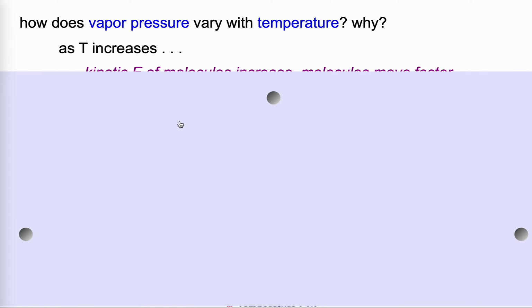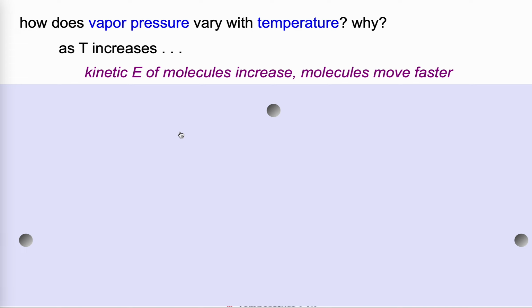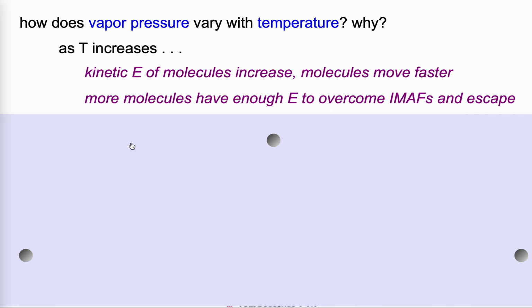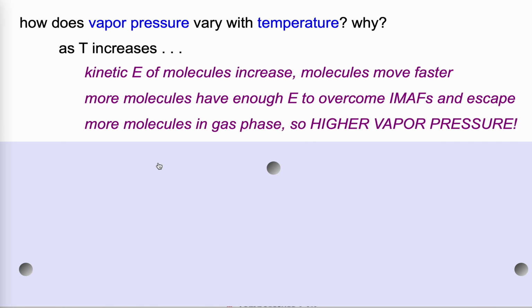Well, as you might expect, as the temperature increases, the kinetic energy of the molecules in the liquid phase would begin to increase, and therefore the molecules would start to move faster. As they began to move faster, a greater fraction of the molecules would have sufficient kinetic energy to overcome whatever the intermolecular attractive forces are that are holding the molecules together and escape and go from the liquid to the gas phase. Therefore, there would be more molecules in the gas phase, and as a result, we would have higher vapor pressure. So it is always the case that the equilibrium vapor pressure of a liquid increases as temperature increases. We deal with that quantitatively in AP Chemistry, but for now we're just going to think about it qualitatively.